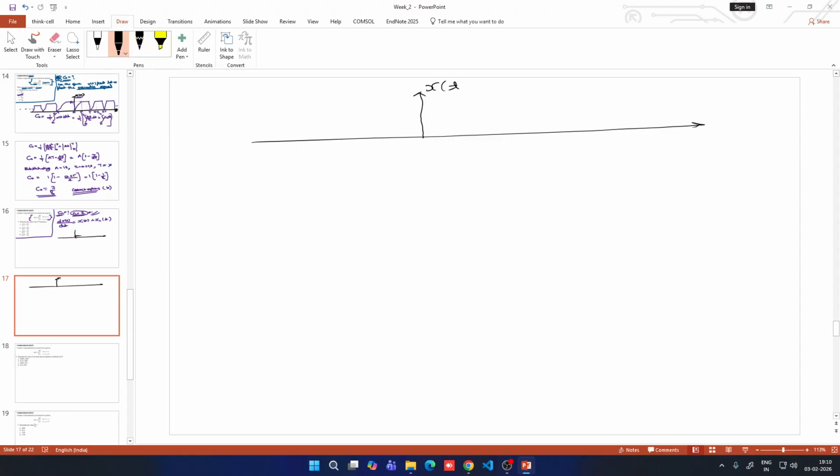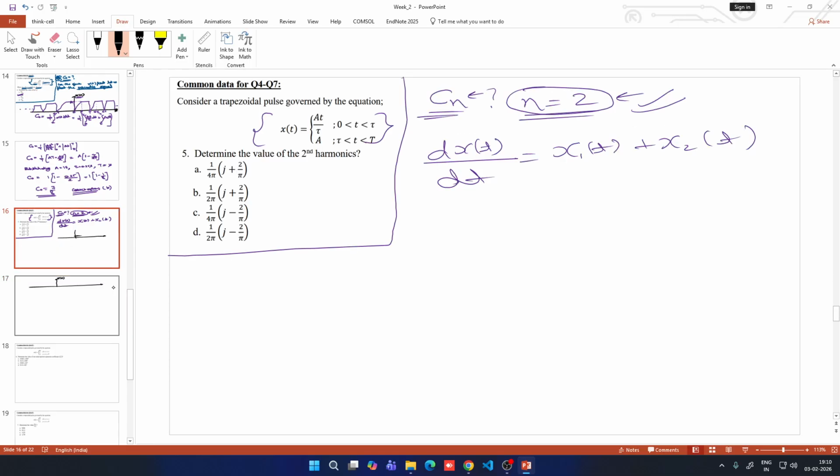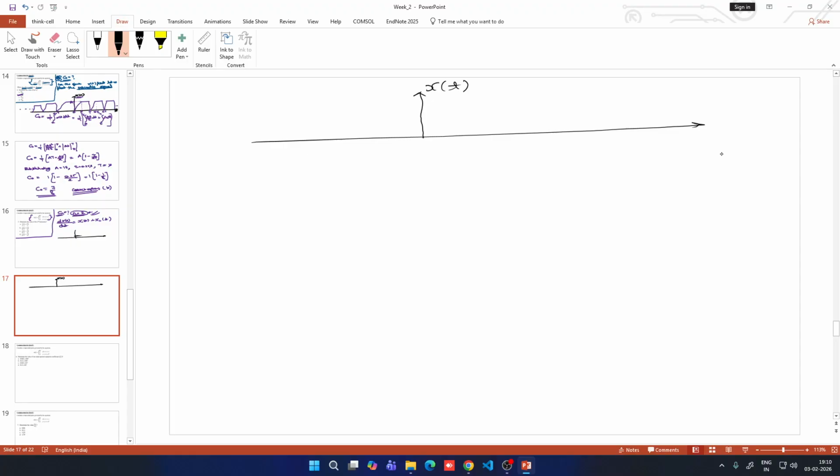So x of t. So guys, I hope you are also solving this problem along with me. It will be much easier for you if you do it along with me, and you will get a better understanding. And if you get a doubt also, you can just ask me immediately. So it's better to start solving with me. So now I will just redraw x of t, what we have done in question number 4.